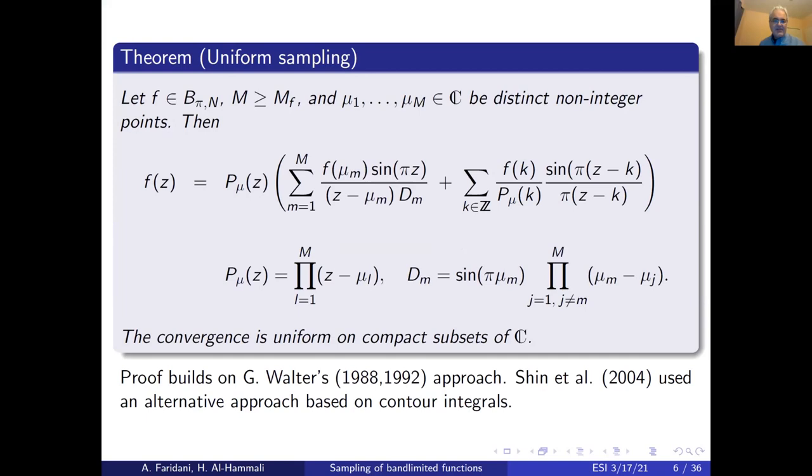So let me just jump in and treat the case of uniform sampling and present what we got. Let f be in B_π^n. Let m be the number of additional samples that we are taking, which should be greater or equal to the minimum m_f. And let μ_1 to μ_m be distinct non-integer points. Those are the points where we take the additional samples, in addition to sampling at the integers. So when I say uniform sampling, I mean sampling at the integers in this case, or sometimes a shifted copy of the integers, but let's say the integers.